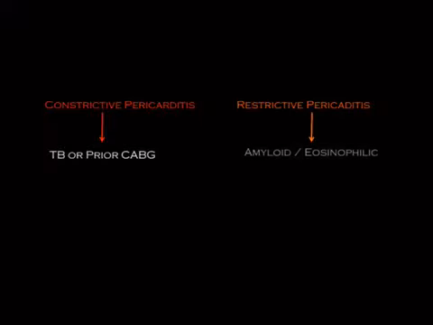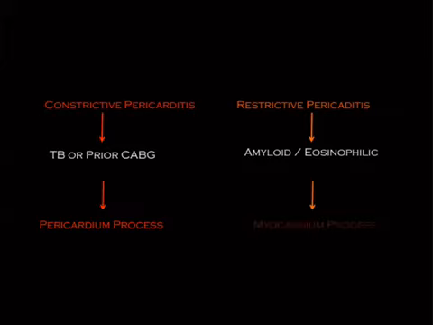So let's review constrictive and restrictive pericarditis, because these two words sound the same, and a lot of people think that they mean the same thing. So the constrictive pericarditis is from TB or the prior CABG. Restrictive ones are like amyloid or the eosinophilic case that I showed. Constrictive is a pericardial process. You remember that if they want to show this to you on CT or on a plain film, they're going to show you a calcified pericardium or a very thick pericardium. The restrictive ones are a myocardial process where you've got infiltration into the muscle either by amyloid or some weird eosinophil thing going on.